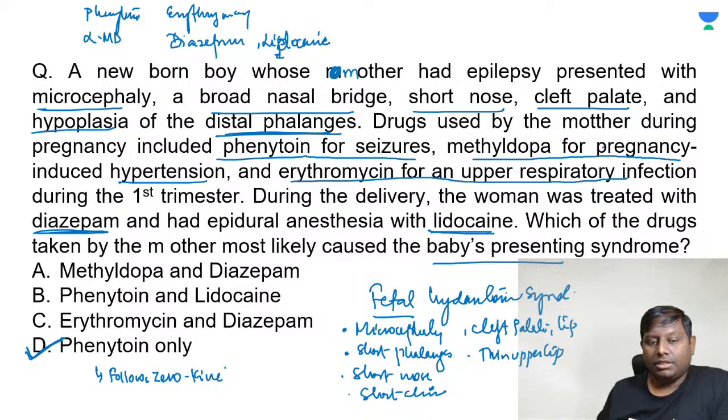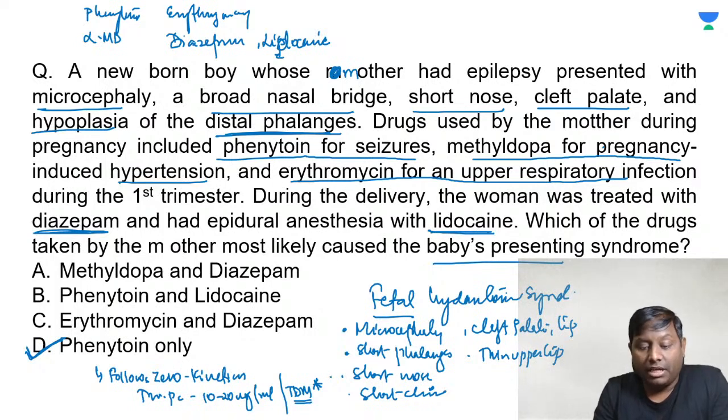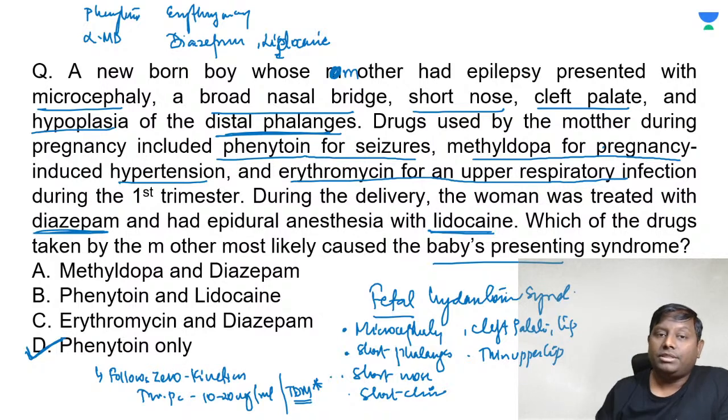It's one such drug that follows zero order kinetics, where the therapeutic plasma concentration, which has been asked in the past, is 10 to 20 microgram per ml, and that is why it is always recommended to do therapeutic drug monitoring. TDM, therapeutic drug monitoring, is always recommended with phenytoin. Now remember erythromycin. Let me quickly summarize for all of you.